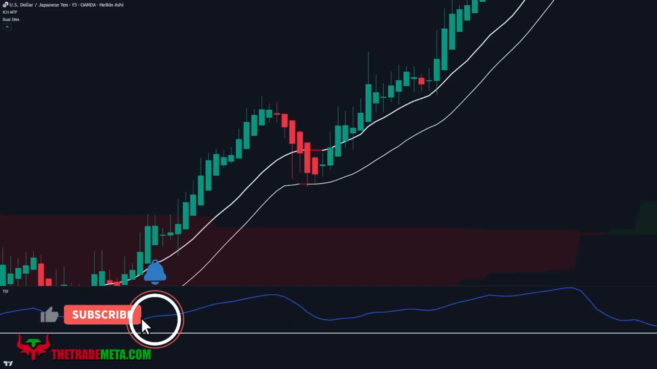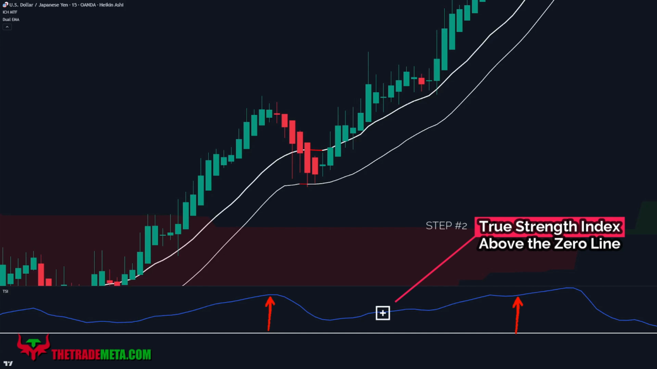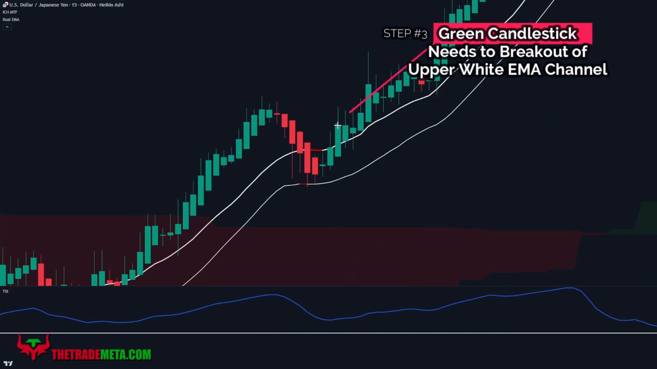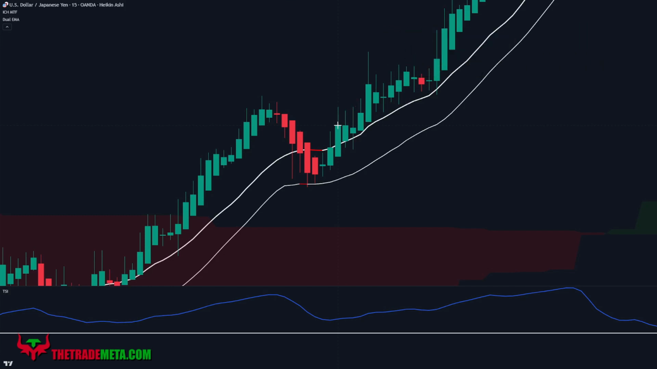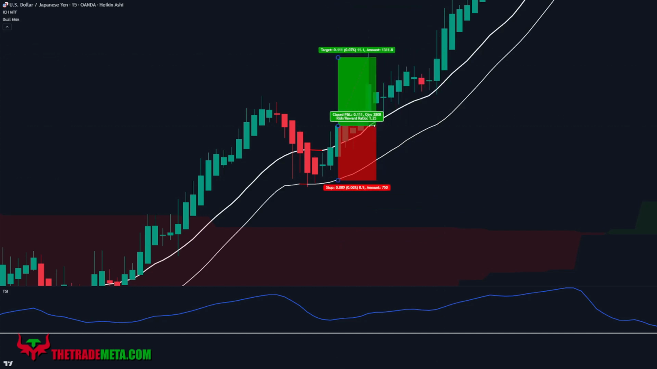Here's another example. We have price above the cloud, the true strength index is above the 0 line, and we have the green candlestick breaking out of the top of the white EMA channel with little to no bottom wick. We enter our trade at the candle close and aim for at least a 1 to 1.25 risk to reward ratio.